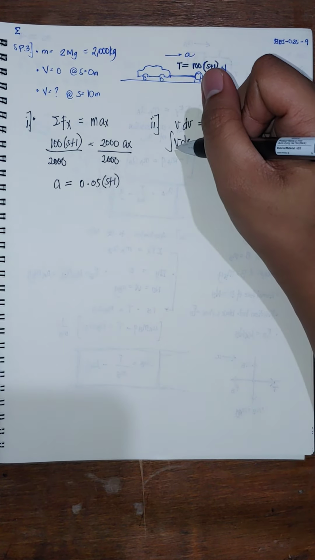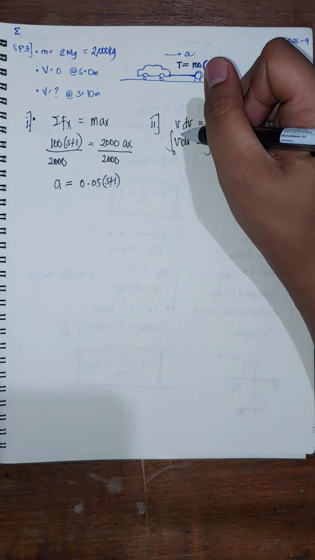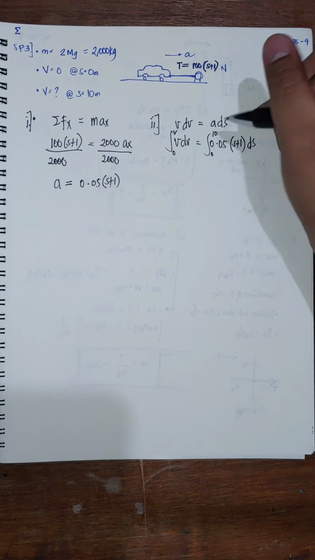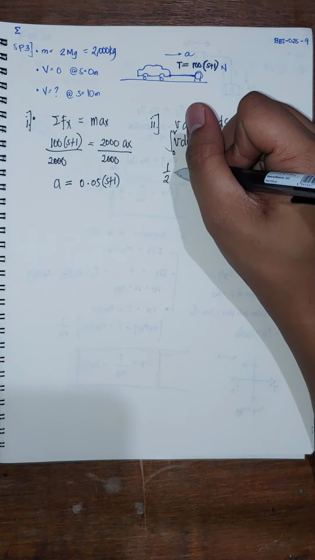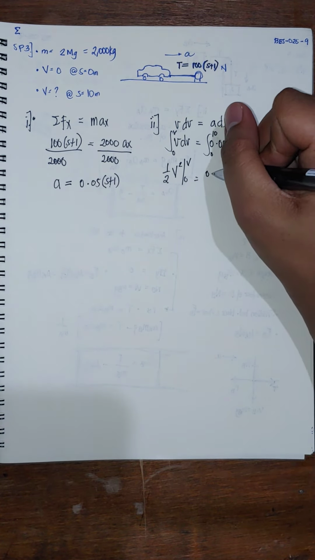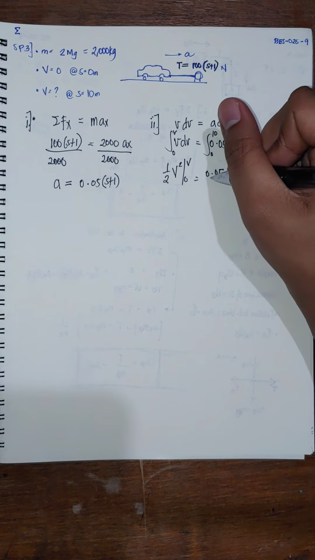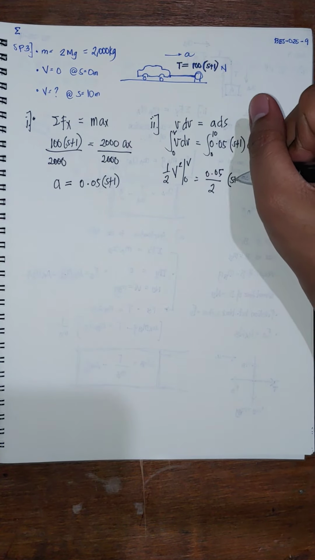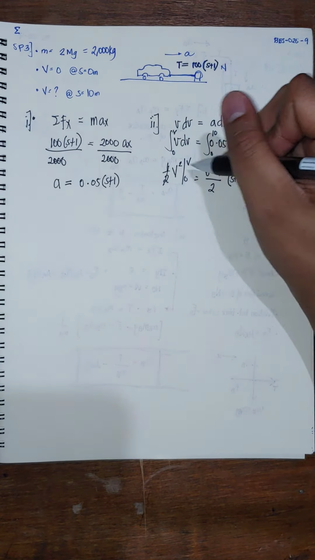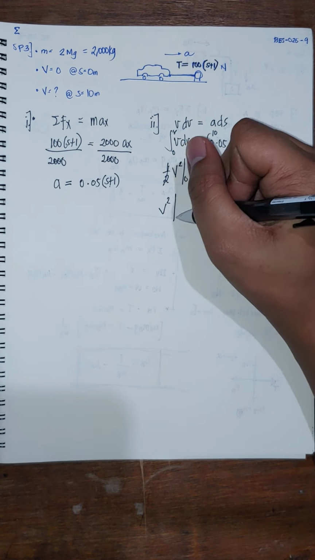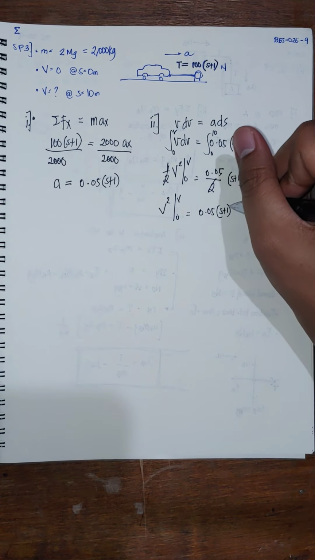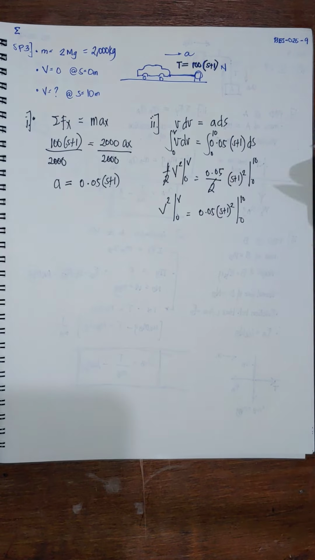Integrating both sides, so starting from rest, the lower limit of the velocity is 0 to V, and then starts from 0 again to 10 meters nga distance. So this becomes 1/2 V squared from 0 to V is equal to 0.05 over 2 times quantity of S plus 1 squared from 0 to 10. So makancel ni, we can just write it as V squared from 0 to V is equal to 0.05 S plus 1 squared from 0 to 10.